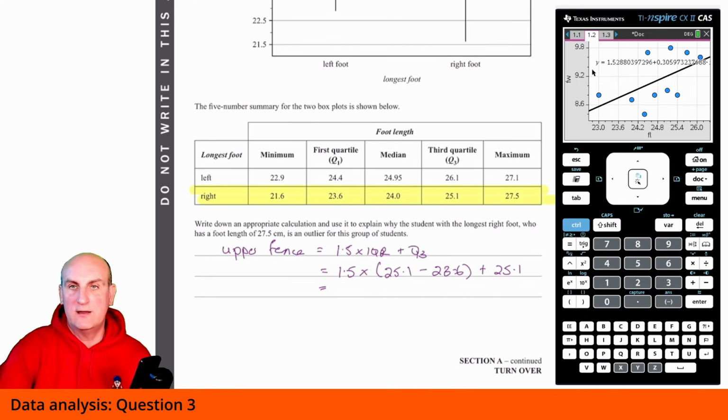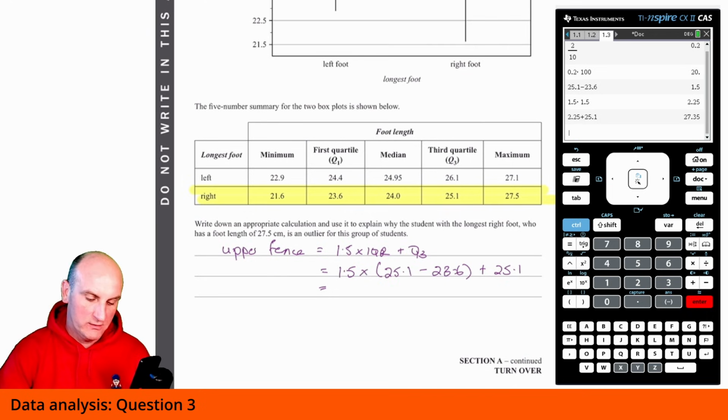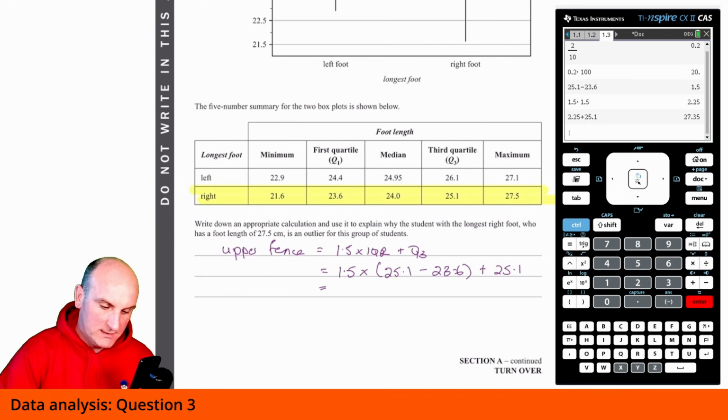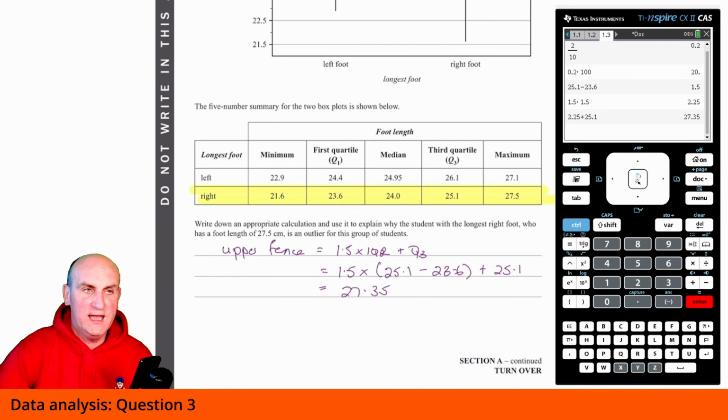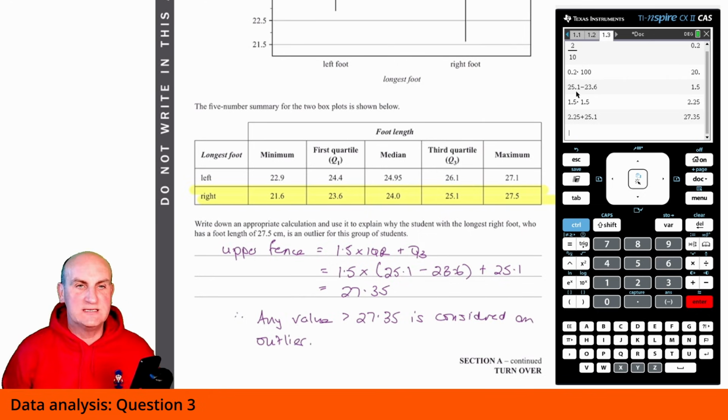All right, firing up my calculator again. So 25.1 minus 23.6, times that by 1.5, add that to 25.1, gives me 27.35. So my upper fence is 27.35. And then you'd have to actually say, so therefore, any value greater than 27.35 is considered an outlier. Sorry about my handwriting, guys. It's normally much better than this, but I'm giving you the general idea. Okay, so that was that one.